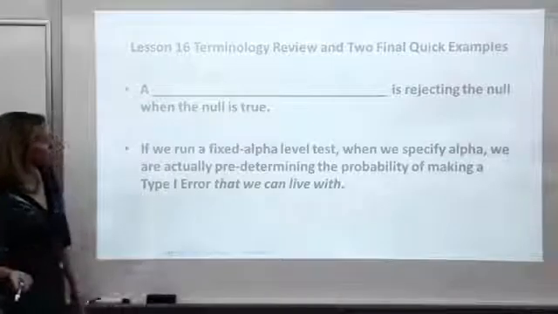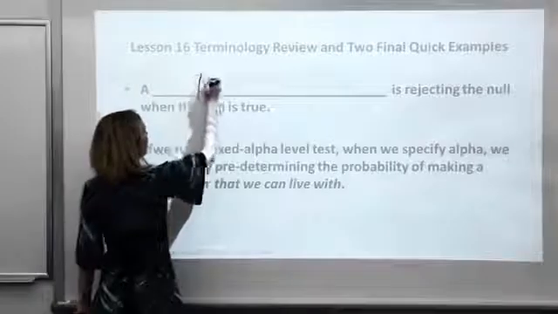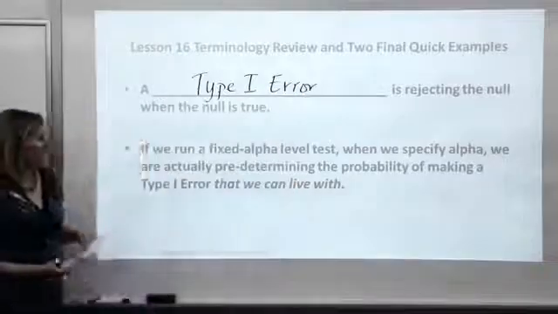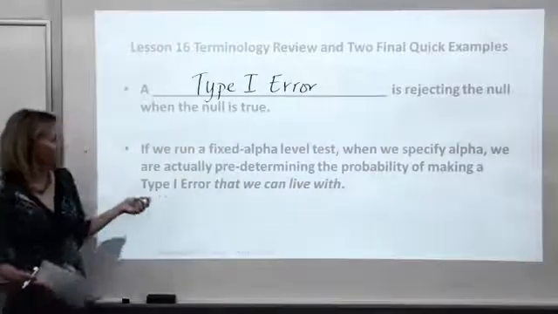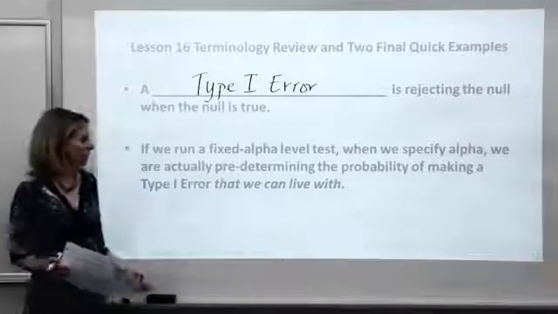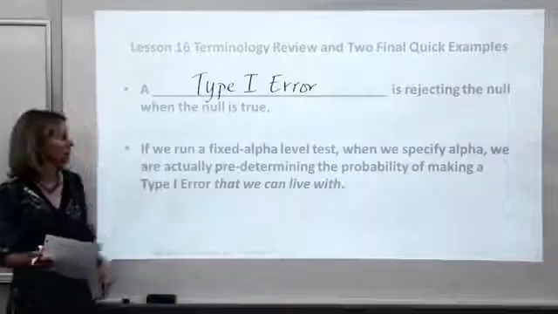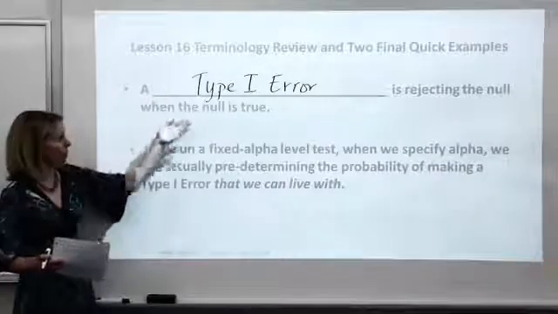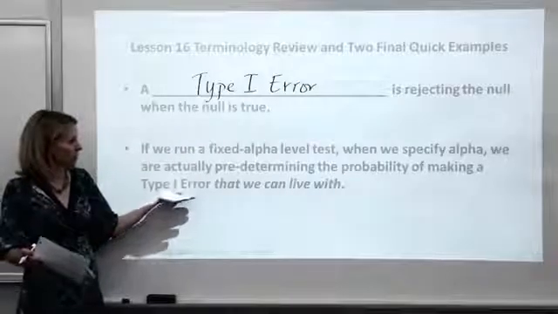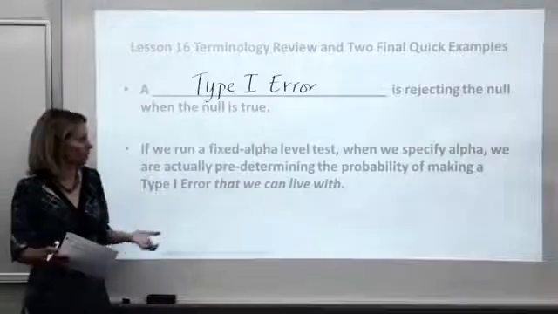Okay, what is it when you reject the null hypothesis, but the null hypothesis is true? Type 1 error, all right? And if we run a fixed alpha level test, when we specify alpha, we're actually predetermining the likelihood of a type 1 error. So this is the probability of making a type 1 error that we're comfortable living with when we set alpha. If we're comfortable rejecting the null hypothesis when it's true 5% of the time, that would be a fixed level alpha test with alpha equal to 0.05. So alpha is that likelihood of a type 1 error that you are comfortable with.